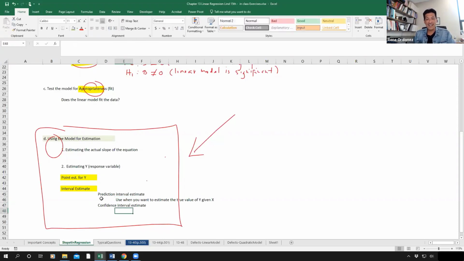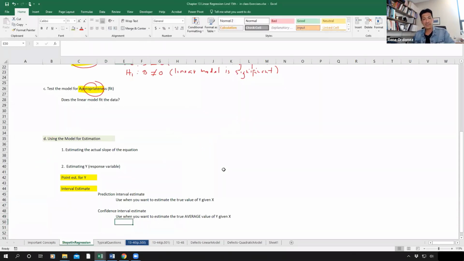Whereas the confidence interval estimate, you use this when you want to estimate the true average value of y given x. We should delete that.